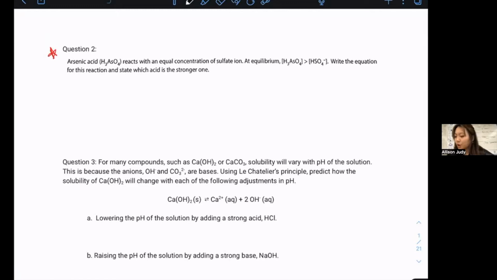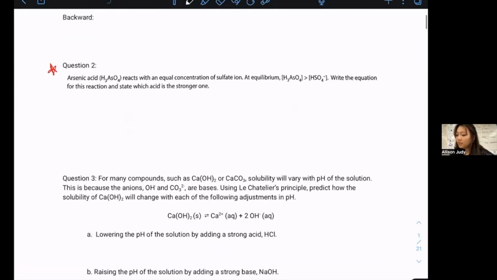So question 2 on page 1 of our Unit 8 workbook asks us, we have arsenic acid reacting with an equal concentration of sulfate ion. At equilibrium, the concentration of H3AsO4 is greater than the concentration of HSO4 minus. Write the equation for this reaction and state which acid is the stronger one. So we have 2 acids essentially competing over who's going to be the better acid and therefore who will take on the role of the base.